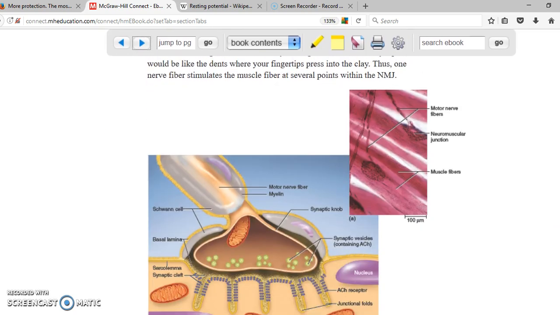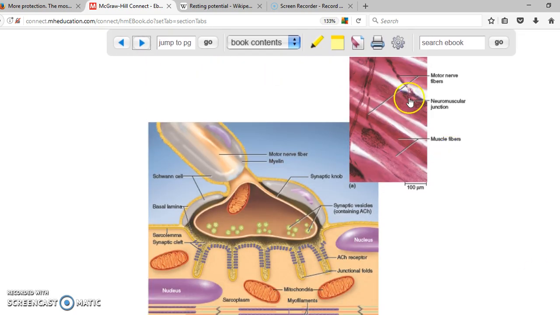If you scroll down right here, again, we have, what is this thing in black? The nerve. What is this thing in red? The muscle fiber. What is this area then? This is the neuromuscular junction.